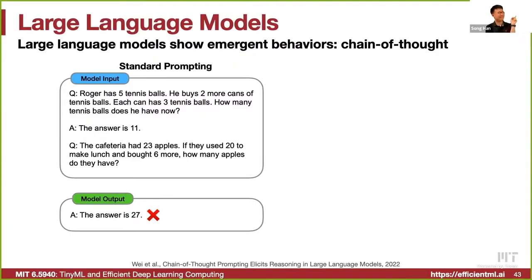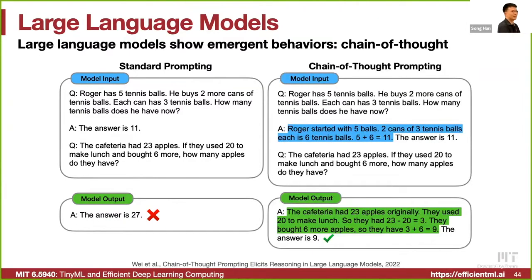9, right? But the answer at that moment given by ChatGPT is 27. Obviously, that's wrong, right? What if we prompt it in another way? Say, Roger, given the same question of Q1, the answer in blue showing Roger started with 5 balls, 2 cans of 3 tennis balls, 3 tennis balls each is 6 tennis balls, and 5 plus 6 equals to 11. It describes the entire thinking process, how the answer 11 is arrived.